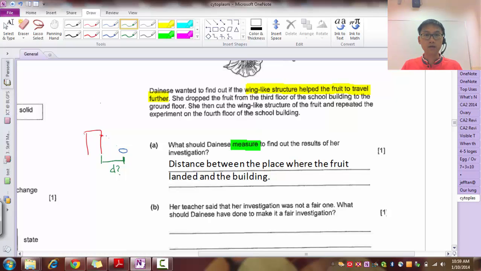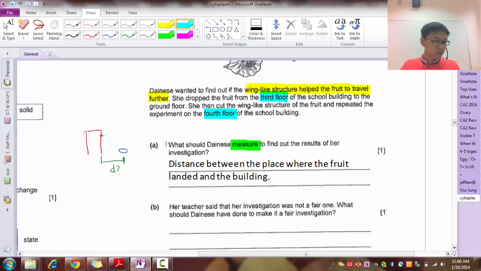All right. Now then, her teacher said that her investigation is not fair. What should Denise have done to make it a fair investigation? Why is it not fair? Right, you should be able to see. Okay, here I'm going to highlight this. Initially, this was on the 3rd floor. After that, she went up to the 4th floor. So she actually changed one of the variables. Okay, because the only variable that should be changing is whether one has wing, one does not have wing. That should be the only variable that is changing, but she changed 2 variables. So that's why her investigation is not fair.